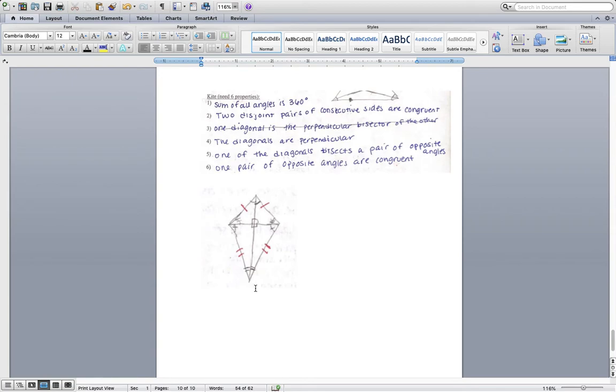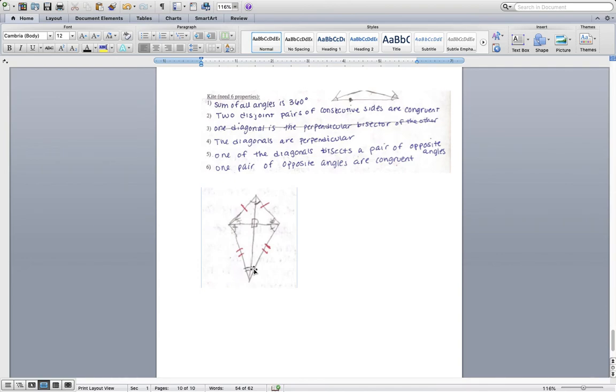Skip number 3, because that is said later, I think. The diagonals are perpendicular is number 4. Okay, so you can see that in the picture here with the 90-degree angle between the 2 diagonals. One of the diagonals bisects a pair of opposite angles, okay? So that means that you see how this diagonal up and down, the vertical diagonal, bisects this angle up here. It makes it the same on both sides, and it bisects this angle down here. It makes it the same on both sides, okay? That's what number 5 means.